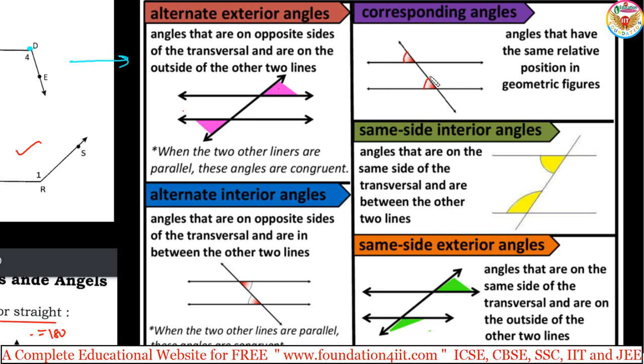Corresponding angles are on the same side, the same way, angles that have the same relative positions in geometric figures. Then same side interior, same side exterior. So this inside, same side, this outside, same side. That's why same side exterior, same side interior. I am giving just the diagram and information in this. You just go through it. Based on this, you can continue the problems in this PDF also.